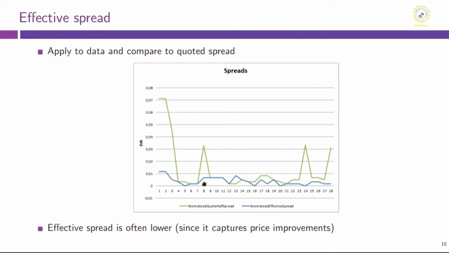Furthermore, the effective spread is generally lower because it captures price improvements, but it's higher than the quoted spread for this one transaction because it captures also the price impact of large trades.